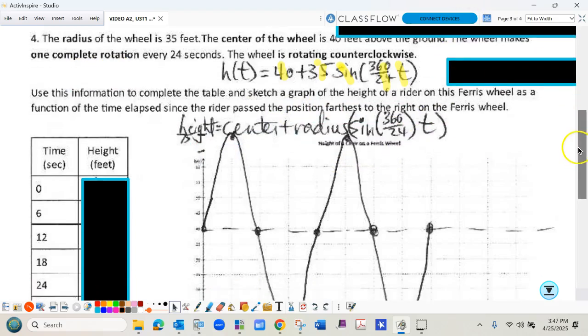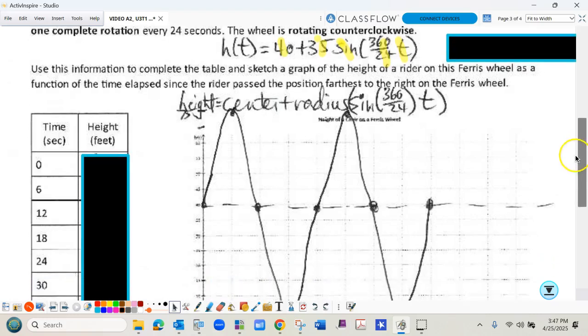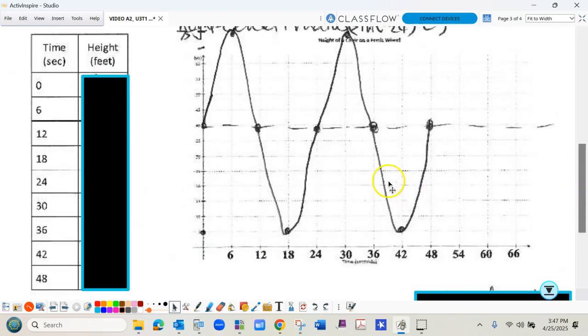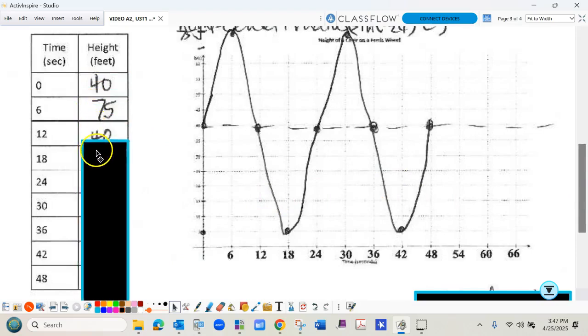Once I adjust my graph after putting the equation in y equals, I hit Z trig and then the window so I can see the curves. I can hit the trace button and then 0 and then enter to get the height at 0 seconds. I can then hit trace in 6 and then enter and get 75, and I keep going.